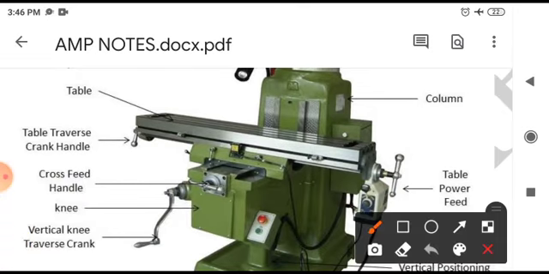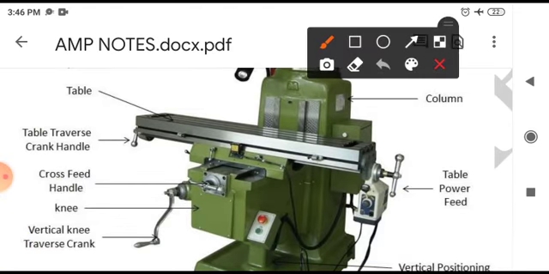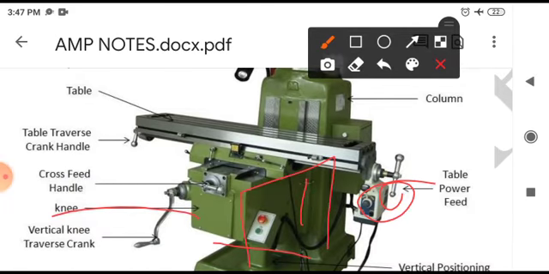Then here, table power feed. That means all the necessary power for feeding. You cannot move all this part using just your muscular power, so different screw jacks or hydraulic arrangements are there to move the table, the knee, etc. Let's see here, the knee. This is the part called the knee, which is fitted on the column and slides over these guideways.